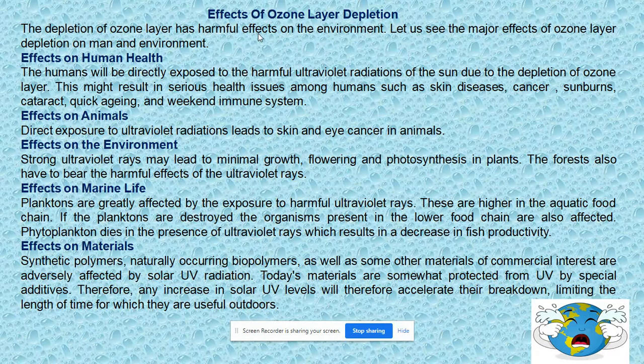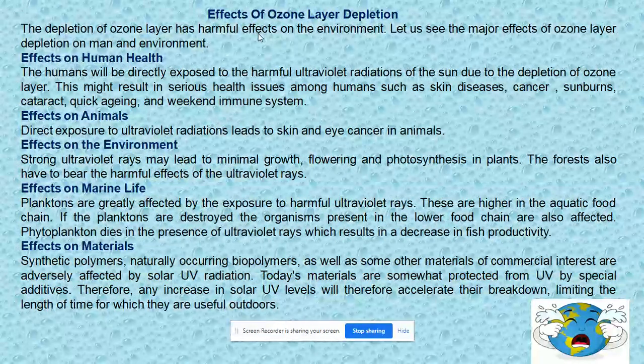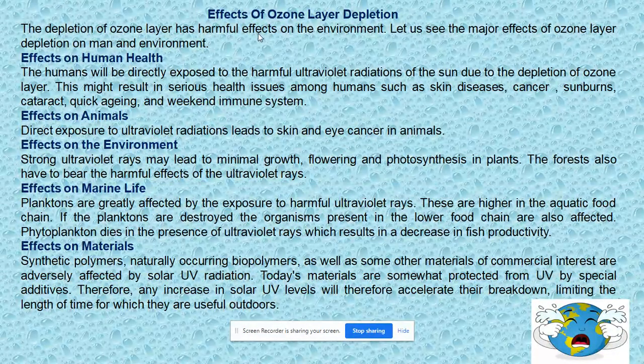Effects on human health. Humans will be directly exposed to the harmful ultraviolet radiation of the sun due to depletion of the ozone layer. This might result in serious health issues among humans such as skin diseases, cancer, sunburns, cataract, quick aging, and a weakened immune system.